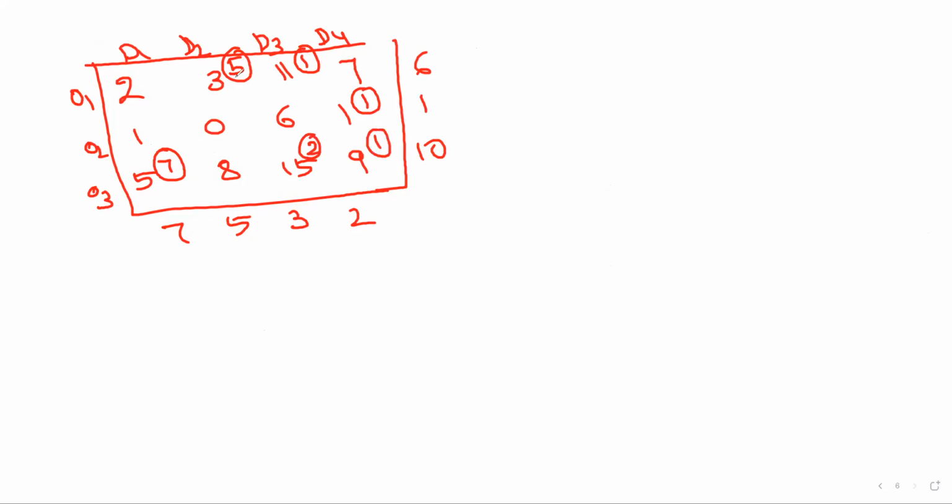Now again check here, allocations 1, 2, 3, 4, 5, 6. 6 allocations we got, but you got a new allocation. What is the new allocation? This one, right? This allocation is the new allocation we got.